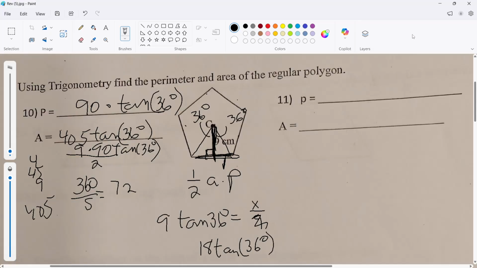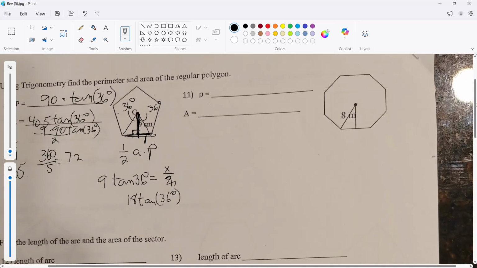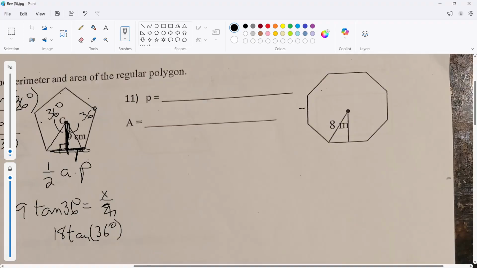All right, next one. This is an octagon. 1, 2, 3, 4, 5, 6, 7, 8. So the central angle is going to be 360 divided by 8, which is 45. So each one of these is 22.5 degrees. And now I need to find this side, and I also need to find the apothem.